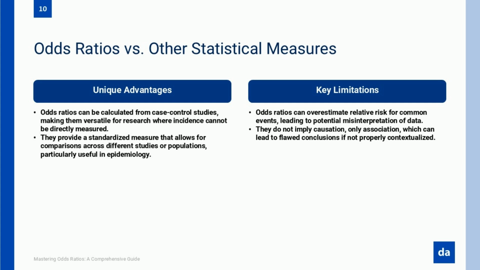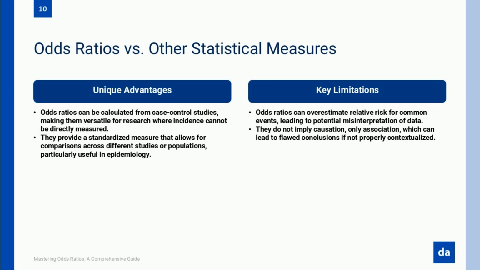In such cases, calculating both the odds ratio and relative risk can provide a more comprehensive understanding of the drug's effects. Now, let's turn our attention to risk difference, another measure that complements odds ratios. While odds ratios provide a relative measure, risk difference offers an absolute measure of effect. For example, if a treatment reduces the risk of a disease from 40% to 30%, the risk difference is 10 percentage points. This absolute measure can be particularly useful when assessing the public health impact of an intervention.